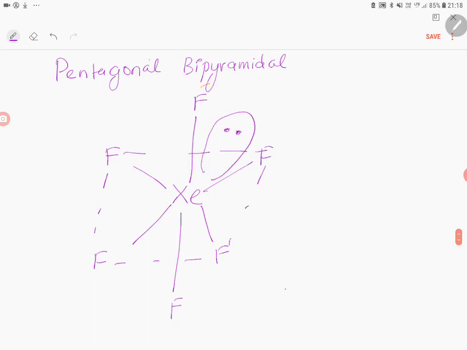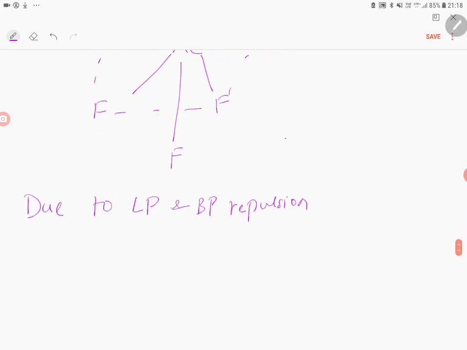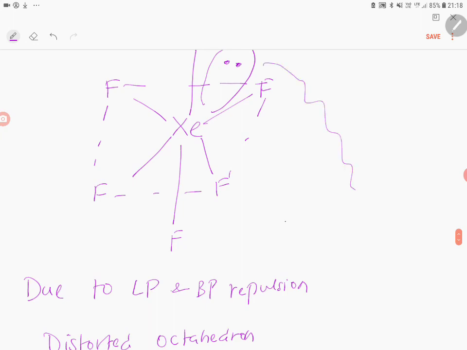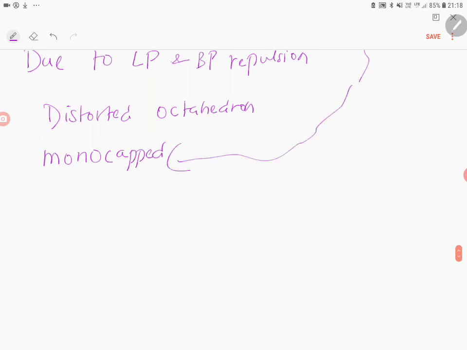Therefore, due to lone pair bond pair repulsion, the shape is called distorted octahedron, or we can also call it monocapped. Why monocapped? One cap is available here because of the lone pair. Lone pair is forming as a cap, so it is called monocapped octahedron.